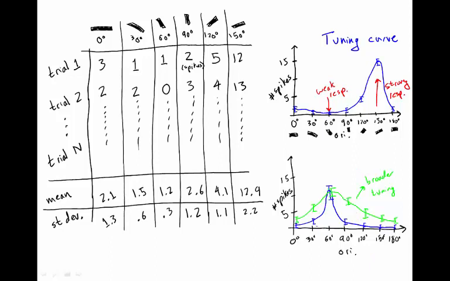Or you might have a tuning curve for a neuron that has a similar mean, but a much greater standard deviation. And so this neuron would still prefer orientations at 60 degrees, but it would be a lot more variable in its response. And so maybe that variability comes from uncontrolled inputs from the other neurons it's connected to.